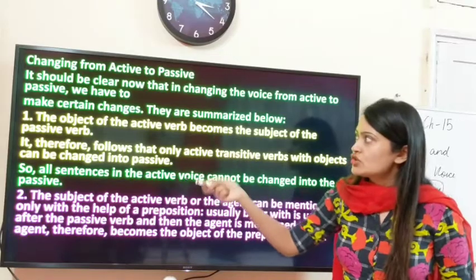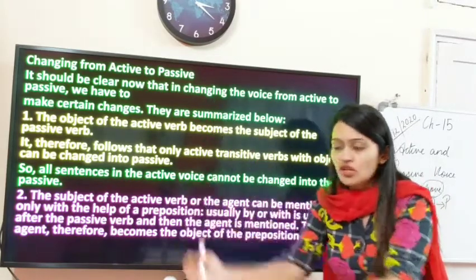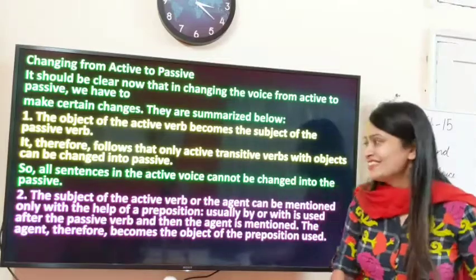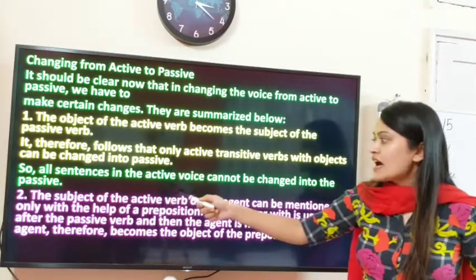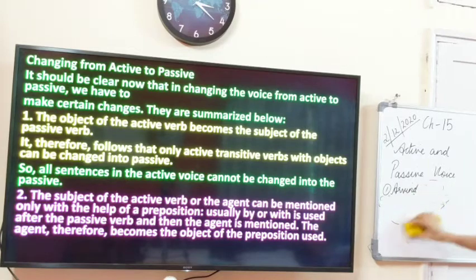This point is clear, children? When you are changing from active to passive, you have to take the object and put it in the subject position. Okay? The subject of the active voice. So we will rewrite this so that it is more clear to us. I want every point to be very clear.